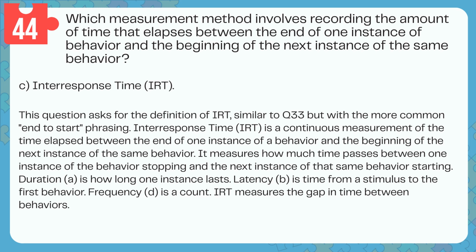Latency, B, is time from a stimulus to the first behavior. Frequency, D, is a count. IRT measures the gap in time between behaviors.